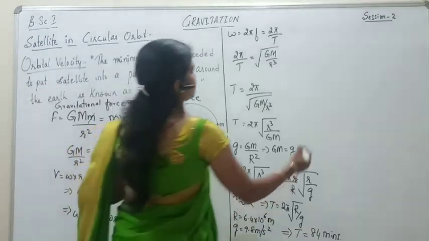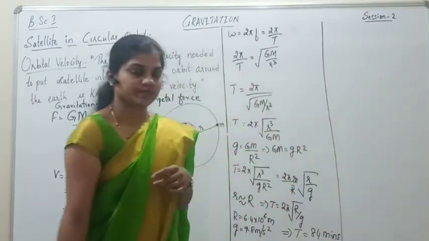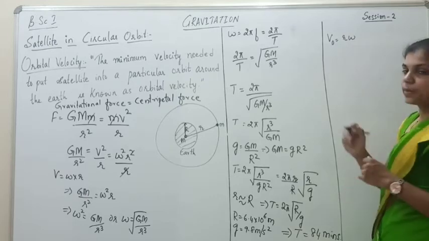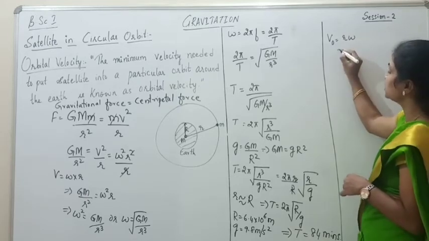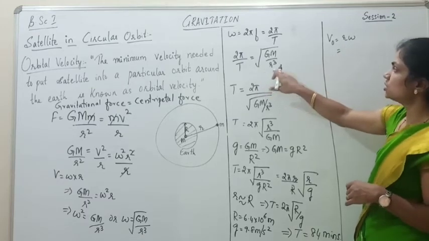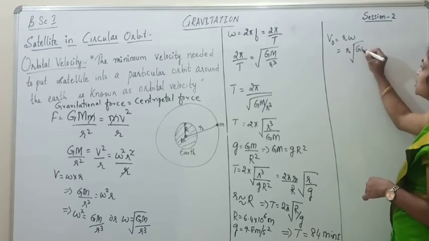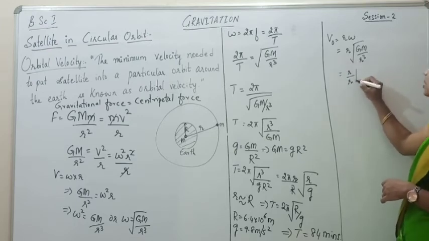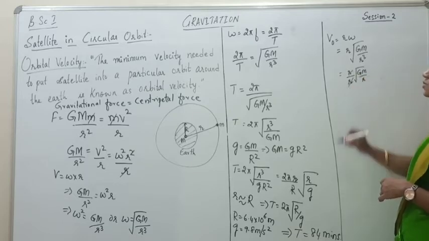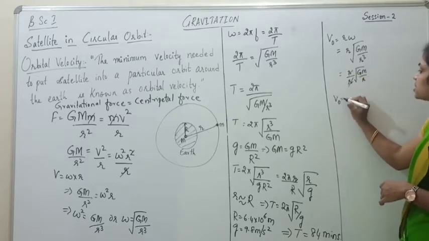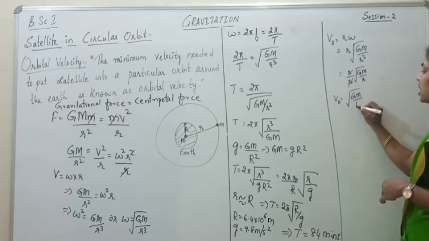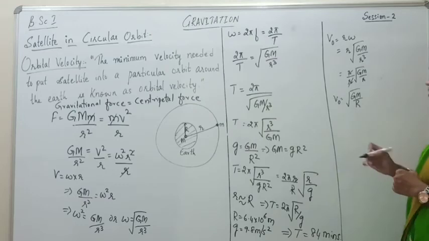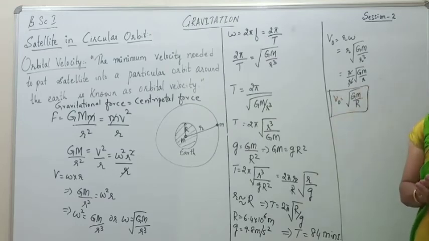So what is orbital velocity? What is the value of orbital velocity? I can say that V naught is equal to r omega. What is omega? Root GM upon r cube. So r root GM upon r cube. If I take this r cube outside, I will have r by r root GM by r. So these two will get cancelled. So I have orbital velocity equal to square root of GM by R if small r is equal to capital R, that is, if the satellite is very close to the Earth. So this is our relation for orbital velocity.